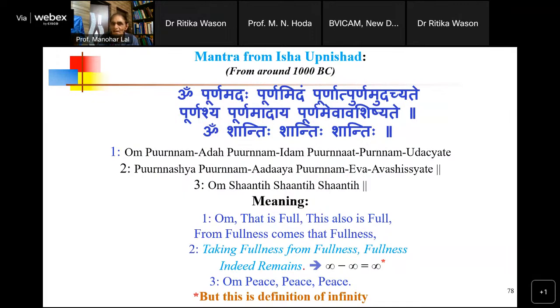Friends, this is a mantra which says, Om Purnamadah Purnamidam Purnat Purnamudachyate, Purnasya Purnamadaya Purnamevavashishyate, Om Shanti Shanti Shanti. What is the meaning of this? The second line: taking fullness from fullness, fullness indeed remains. Take infinite from infinity, then again infinity is remaining, and that is actually the modern definition of infinity.